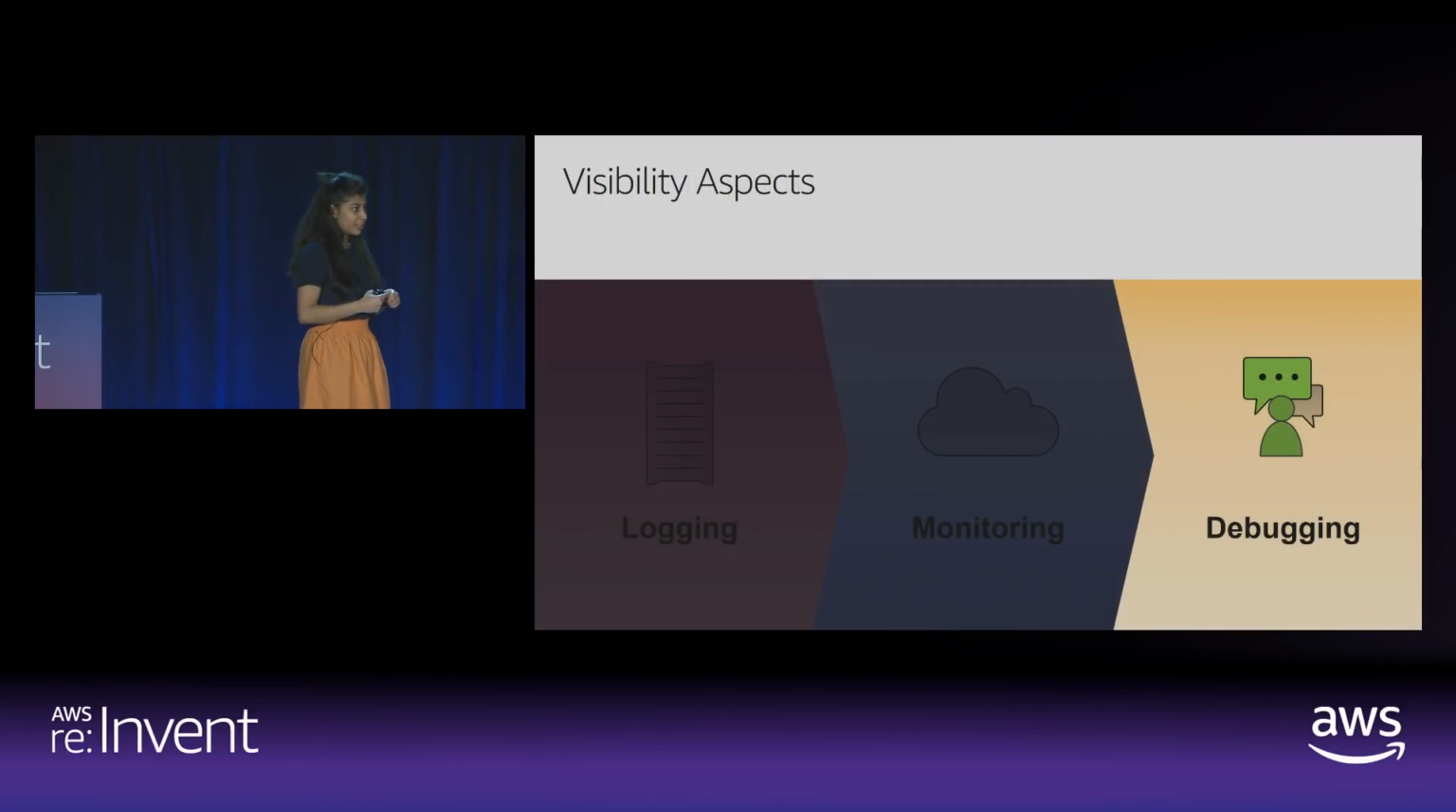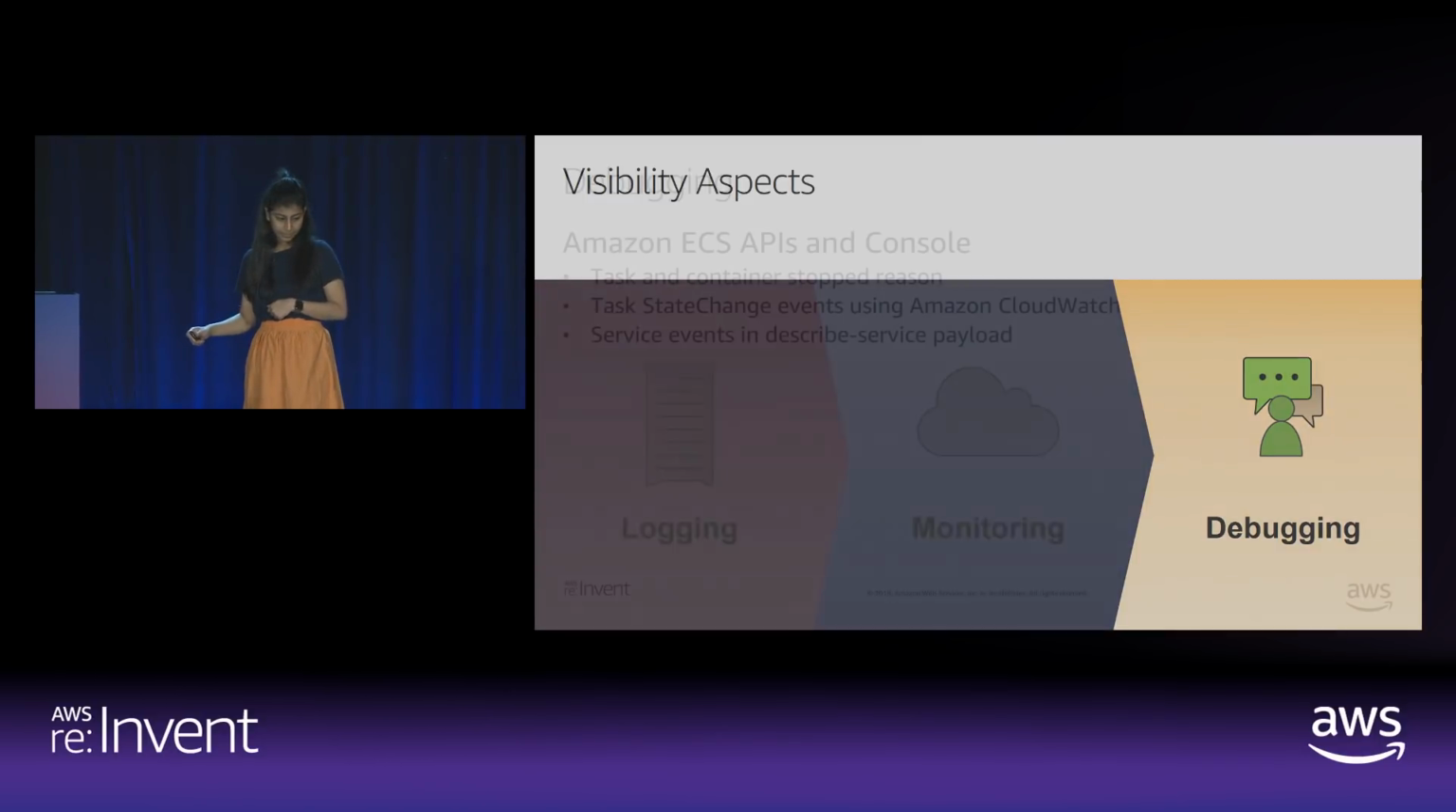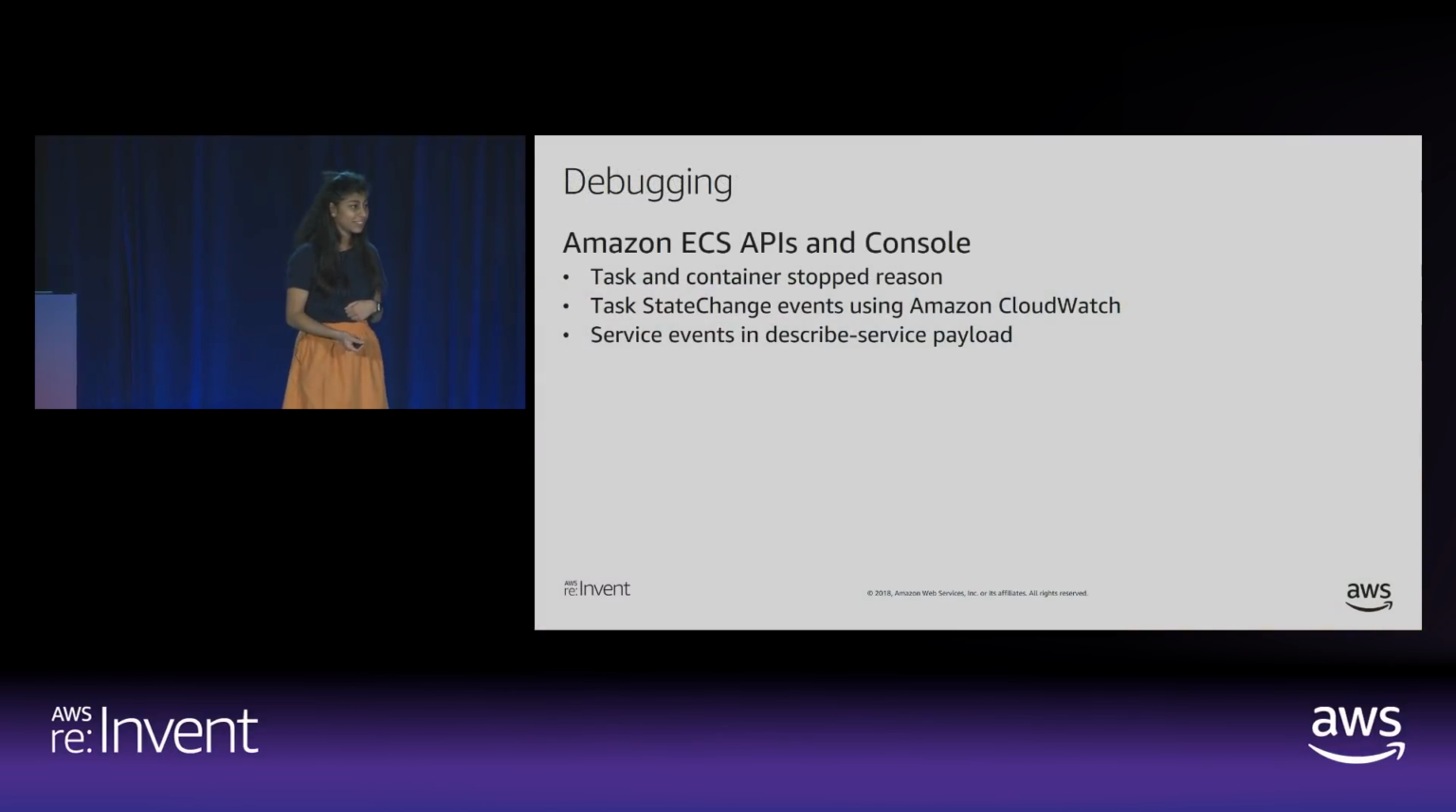OK. So we have all these monitoring tools that are telling us that something is going wrong. So when an event does occur, we need to know how to diagnose it. How do we actually root cause it and correct it so that we prevent it from happening again? So our debugging tools start with our APIs and console.